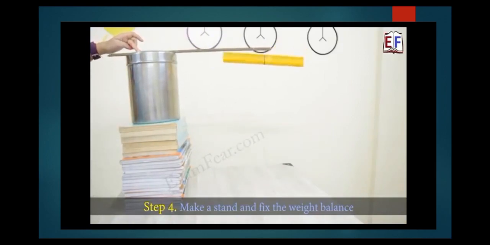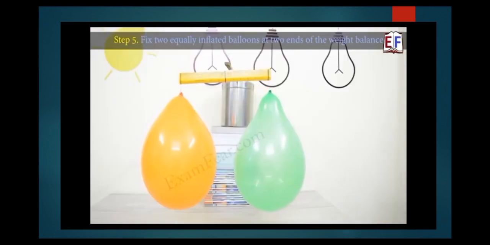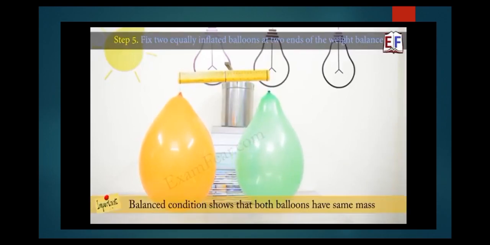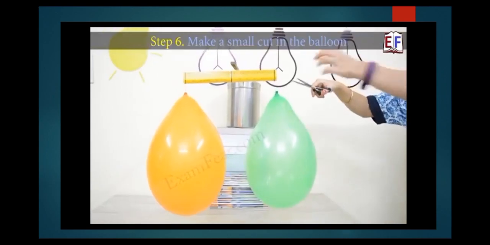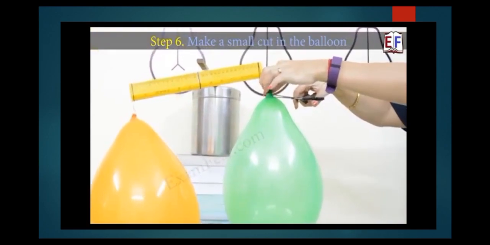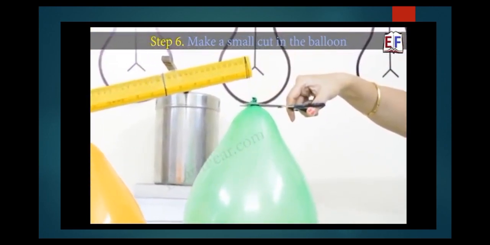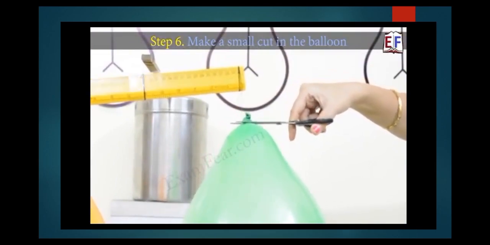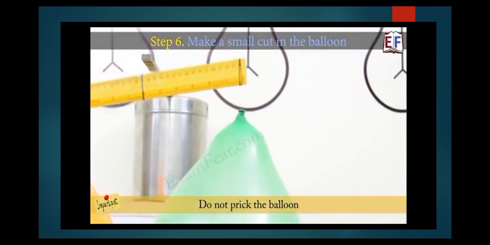Then what we have to do, we have to make a small cut in the balloon. We are taking here orange and green balloons. So make a small cut in the green one. We have fixed these two balloons here, and they are balanced. Now we are going to make a small cut in the green one. Now after some time, all the air has passed out from that green balloon.